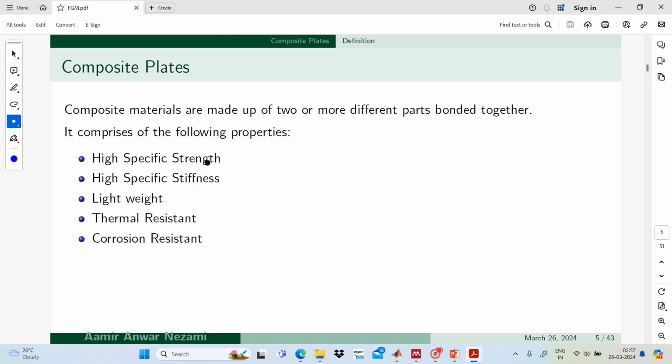So high specific strength is one of the properties of the composite plates. It shows very high specific strength, high specific stiffness, lightweight, thermal resistance, and corrosion resistance. These all properties are very useful. Basically, we use them in aerostructures. If it is lightweight, we know that the fuel consumption would be less. Thermal resistance means that at high elevations, the temperature differences are very high, so it would be very useful, and it is also corrosion resistant with high specific strength. We require very high strength as well as high stiffness.